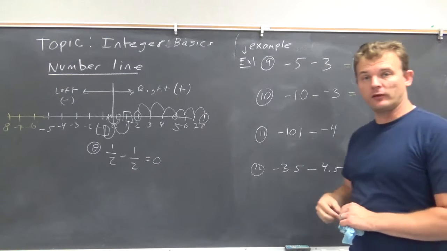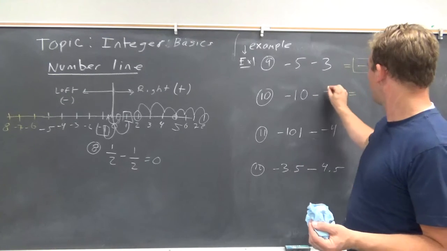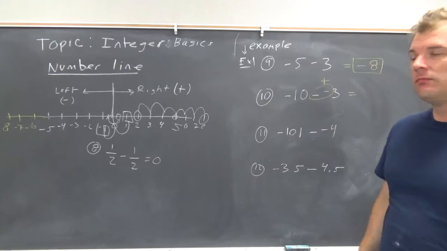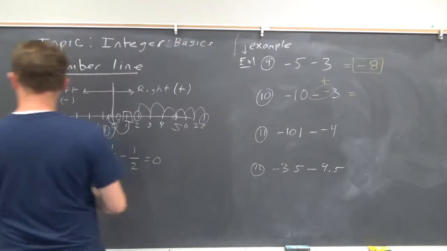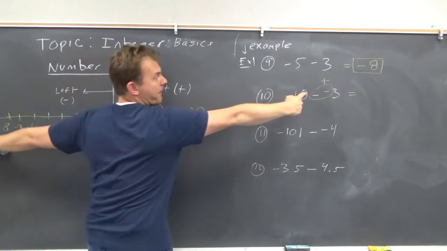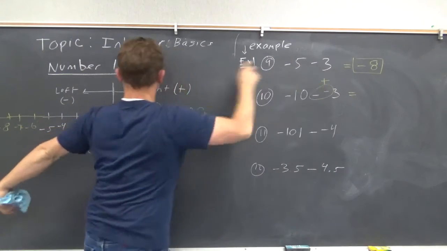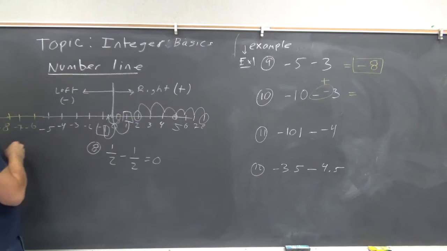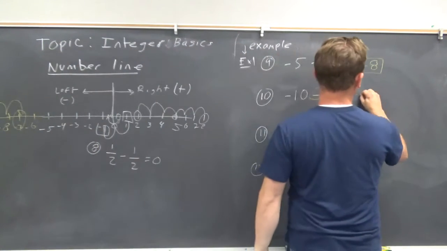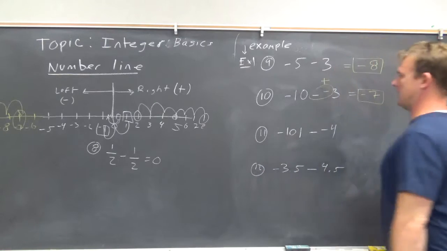You remember that little trick that maybe was taught to you or not. If you circle these two negatives, it becomes positive. So negative 10 is way down here. And we're going to go how many? 3? But we're going 3 in the positive direction. So we go 1, 2, 3, and that's negative 7. Okay.